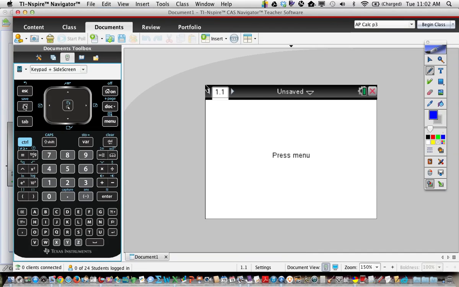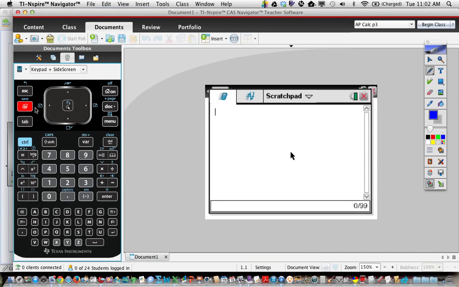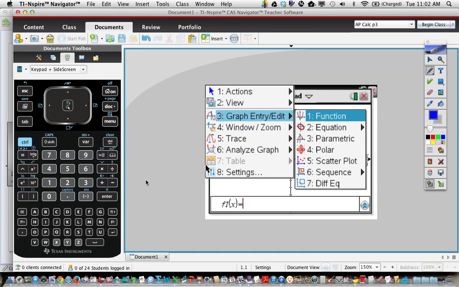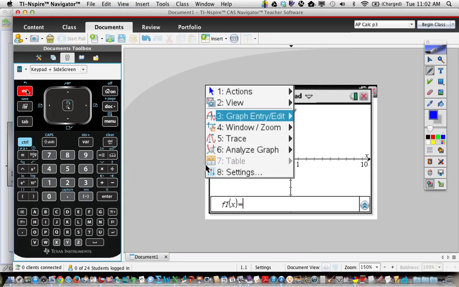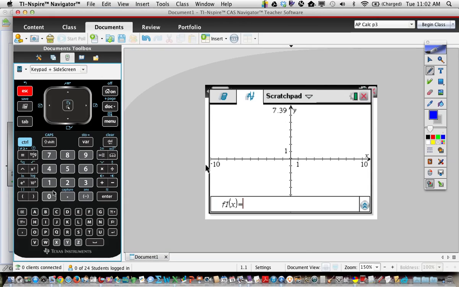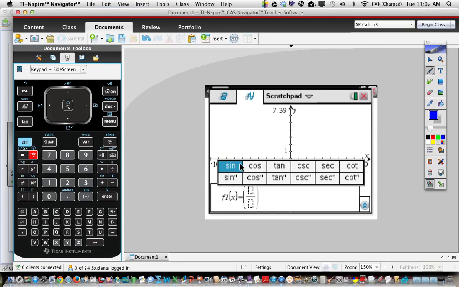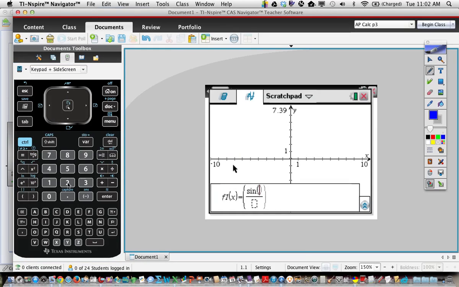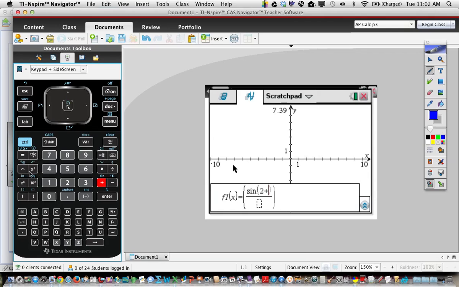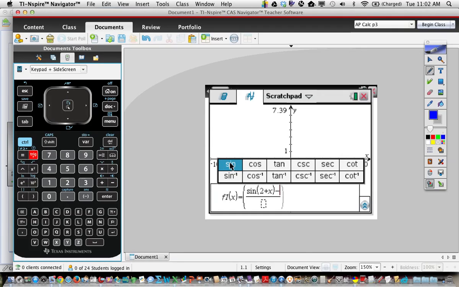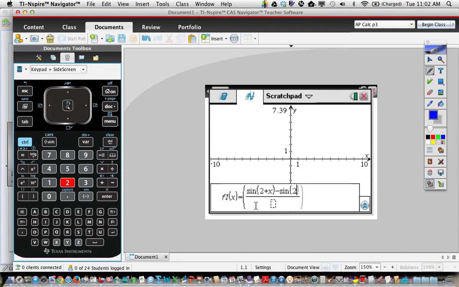So we go to the calculator screen. Oops. And we would put in sine of 2 plus x, minus sine 2.